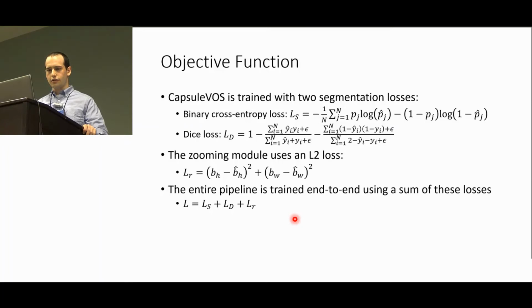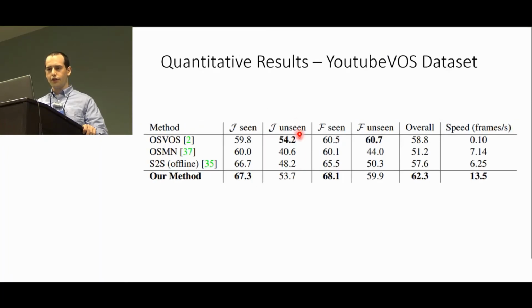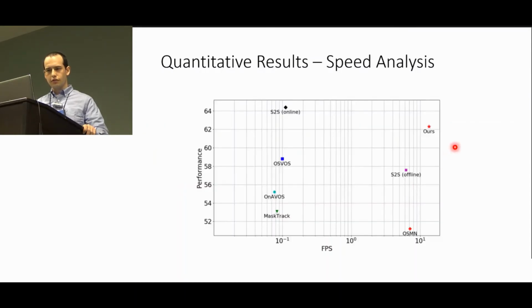So this network is evaluated on the YouTube VOS dataset, which is a pretty recent dataset. It's the largest video object segmentation dataset that's available, and it achieves state-of-the-art results. And it's also almost twice as fast as other state-of-the-art methods. So here's a speed analysis of it. Basically, capsule VOS achieves 62%. S2S, sequence to sequence, achieves 2% better, but it's about 100 times slower because it uses online learning.